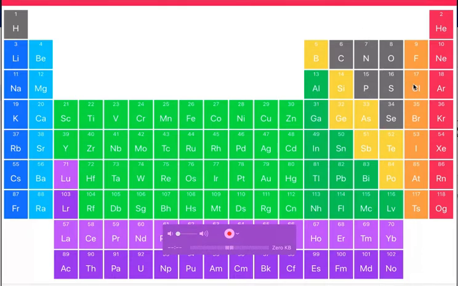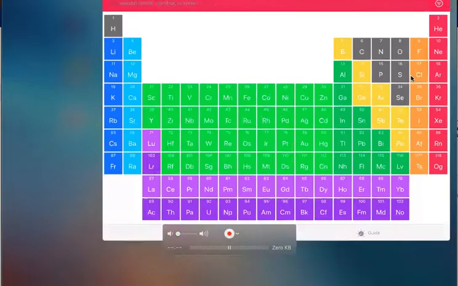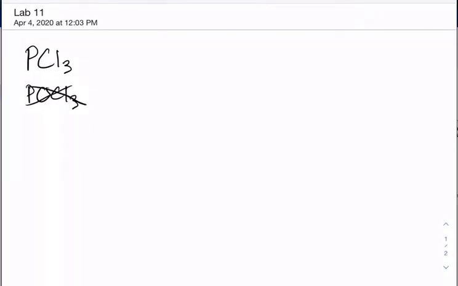And then we also have chlorine, our other element, which is right here. If this was 5, then 6, 7 for all of our halogens. So each chlorine is going to have 7. So that means if I jump back to our page here, phosphorus is going to have 5 plus 3 times 7 electrons for each of the chlorines.